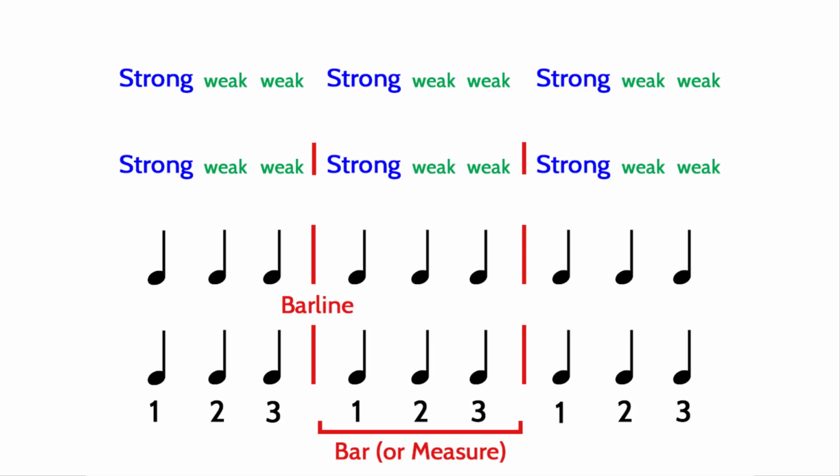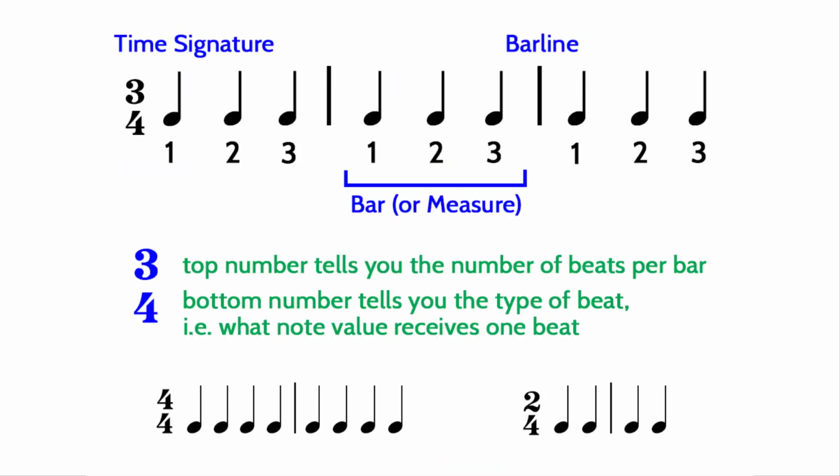All right, here we come to the time signature, huzzah, which encapsulates all of this information. A time signature appears at the beginning of a piece and tells you how many beats there are in a bar. It consists of two numbers. The top number tells you the number of beats in a bar, and the bottom number tells you the type of beat. In other words, what note value receives one beat.